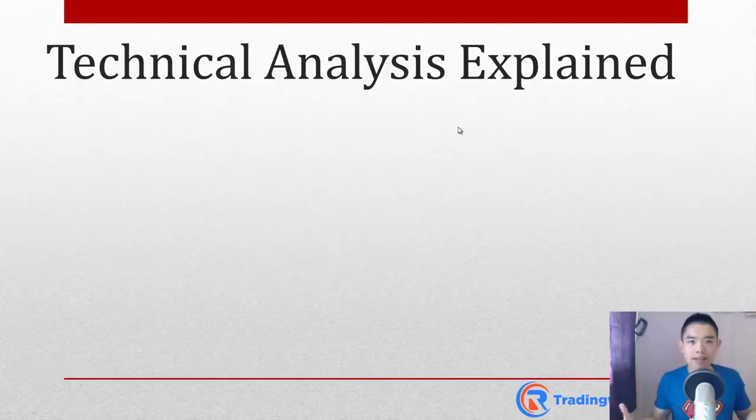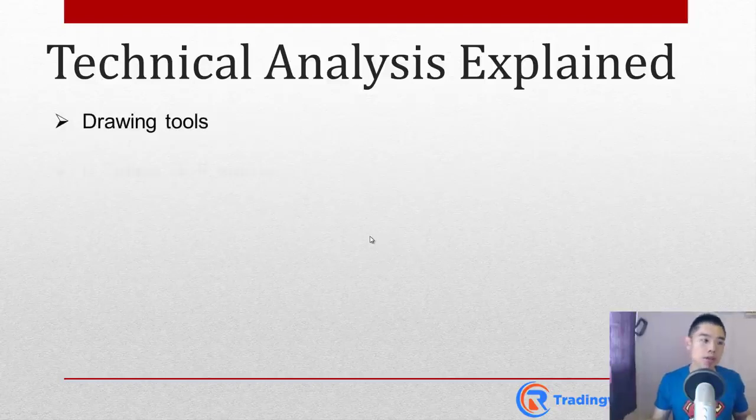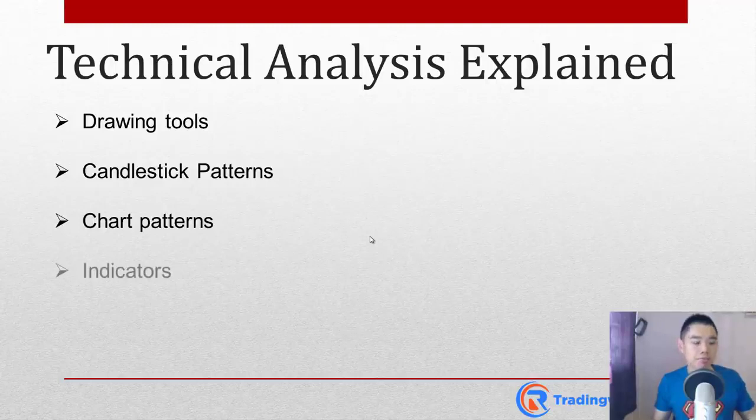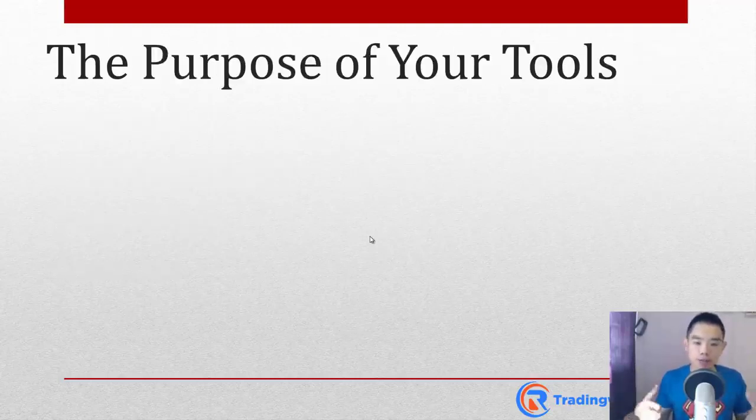Technical analysis generally can be broken down into a few categories. I call them number 1, drawing tools. Number 2, candlestick patterns, chart patterns, and indicators. So the first thing that you must understand when you're using technical analysis is you must know the purpose of your tools. What is it for?